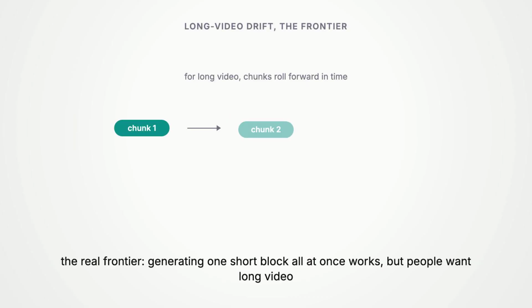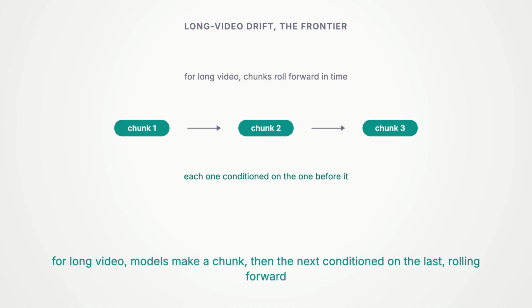Now the real frontier, and it falls right out of everything we built. Generating one short block all at once works beautifully, but people want long video, a minute, 10 minutes, and you cannot fit a 10-minute block in memory at once. So for long generation, models switch tactics. They make a chunk, then make the next chunk conditioned on the last, then the next on that one, rolling forward in time. And the moment a model builds the next moment partly from moments it just invented, you have a loop that feeds on its own output.